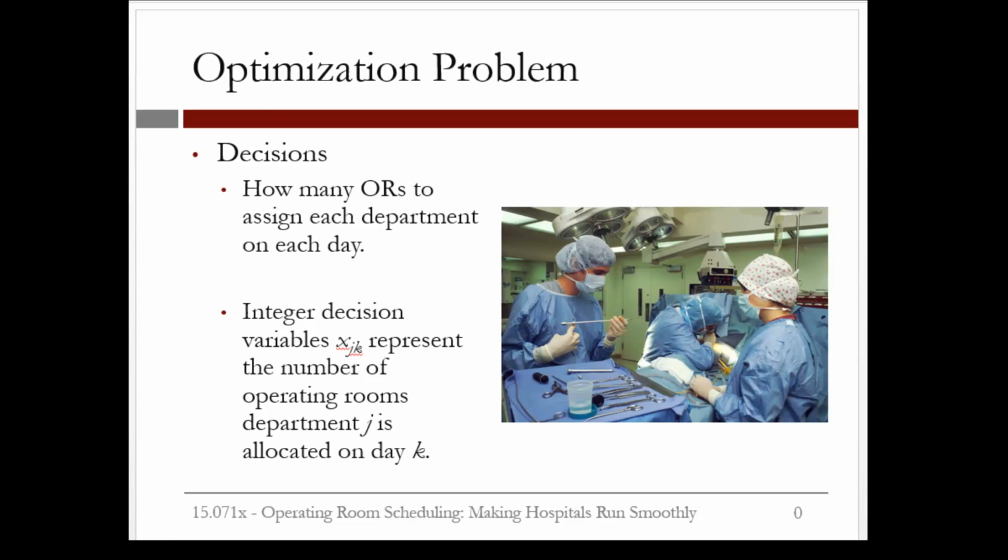In this video, we'll design the optimization problem that the operating room manager would need to solve. The decision to be made is how many operating rooms to assign each department on each day. This means that we need to define integer decision variables xjk. Xjk will represent the number of operating rooms Department J is allocated on day k. So here, J can take values such as ophthalmology, gynecology, general surgery, and so on, whereas K would take values like Monday, Tuesday, Wednesday, and so on.